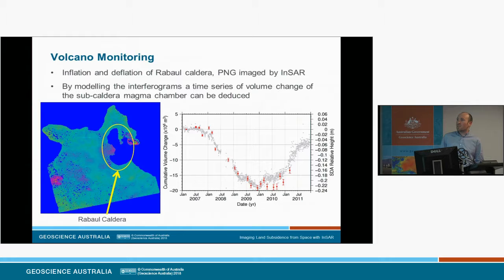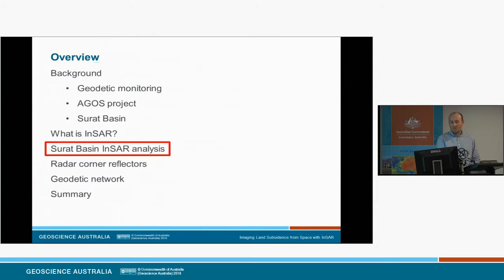In particular, the grey points here originate from a GPS station here, which is just above the interpreted centre of the magma chamber. And what hopefully you can see is that there's a pretty good agreement between these two independent geodetic data sets for this example. Okay, so that's what InSAR is. Now I'm going to talk a bit about the InSAR analysis we've been doing in the Surat Basin.